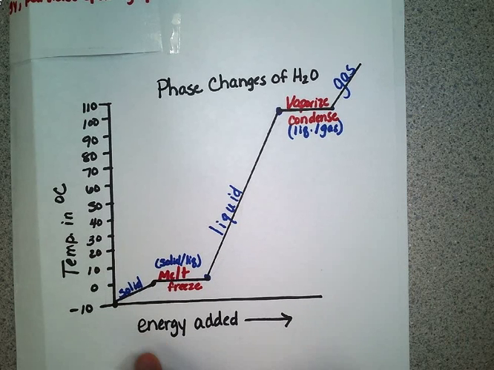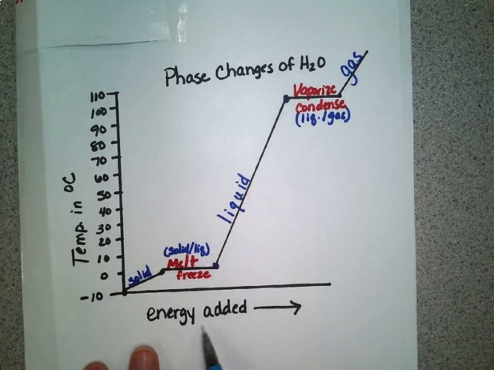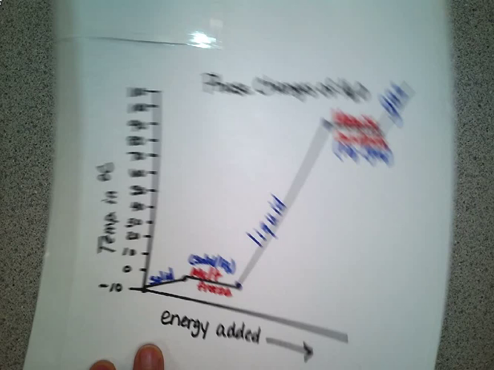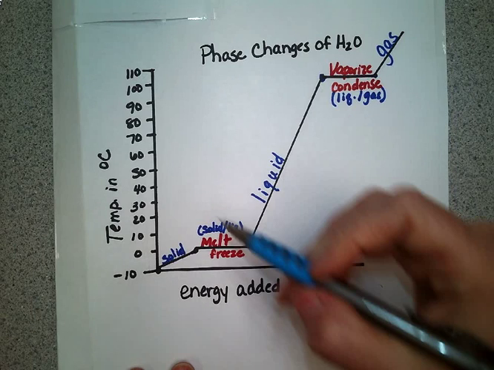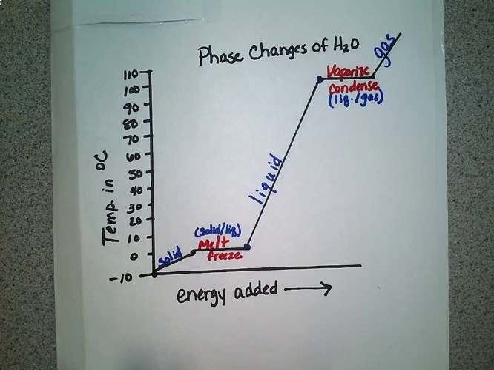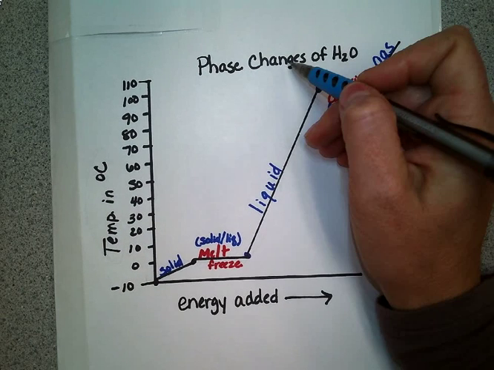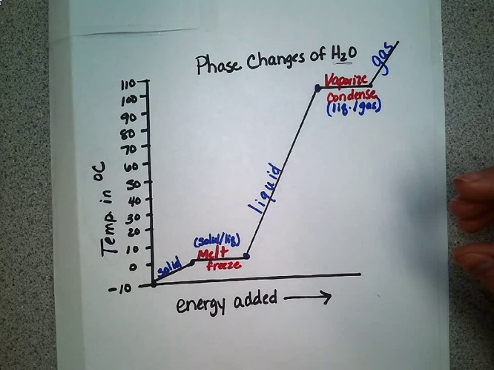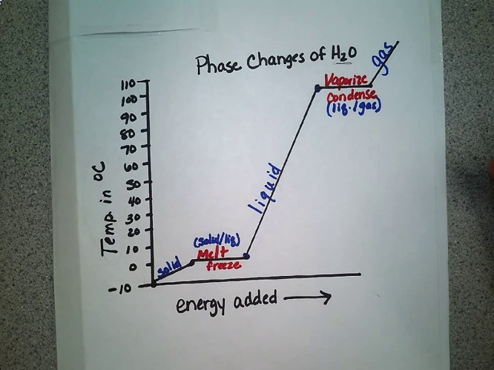So if my energy is being added going in that direction, obviously my energy is being taken away going in that direction. Don't forget to label your temperature in Celsius. So what we're going to do is make a graph that shows the phase changes of water specifically. And if you know the properties of water, water has specific freezing and boiling points. It's a physical property of water. Water is going to freeze at 0 degrees Celsius.